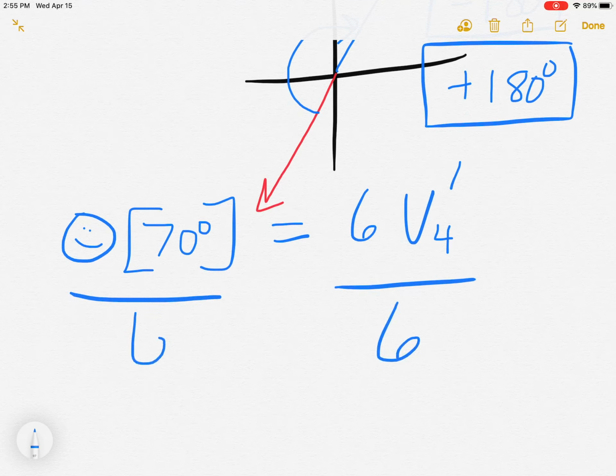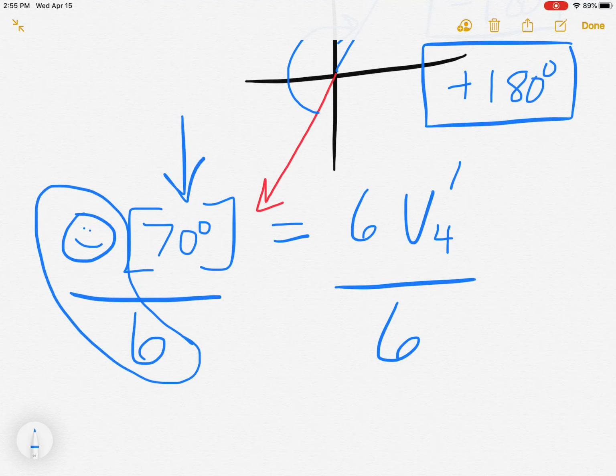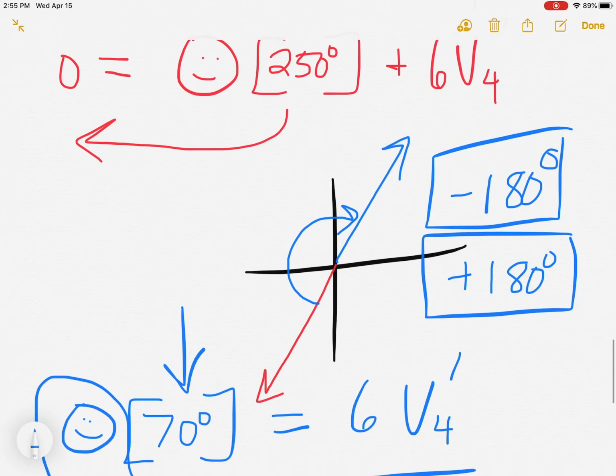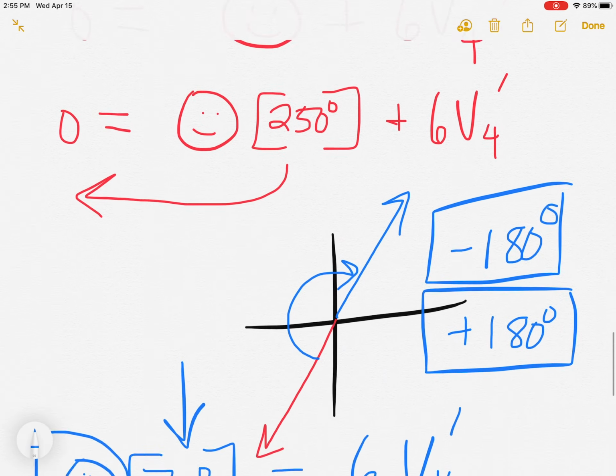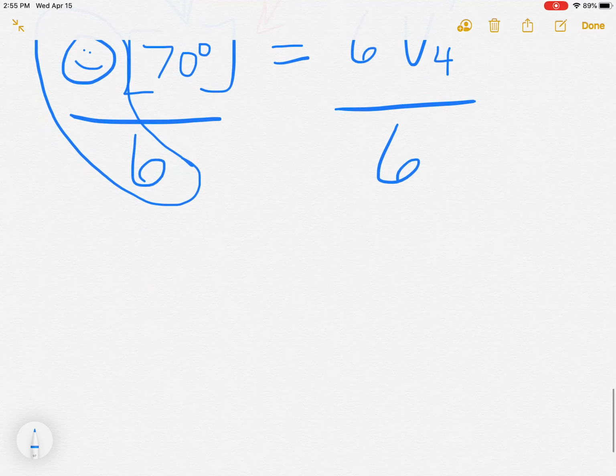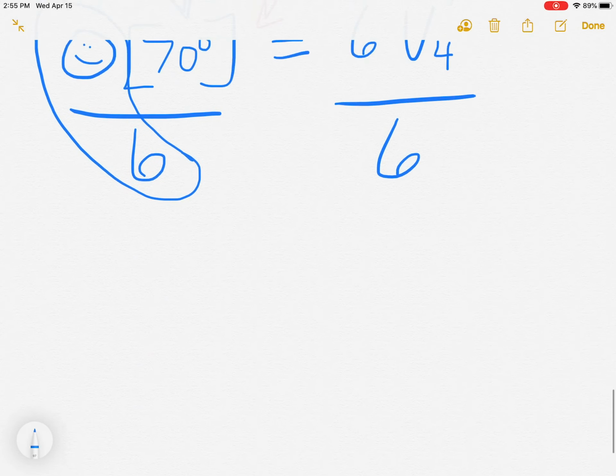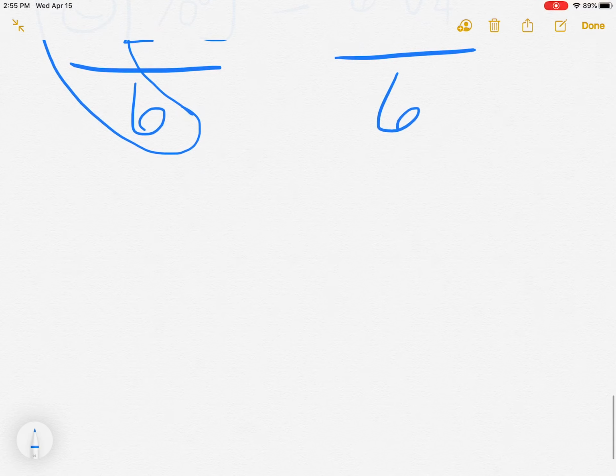And then, to get the V4 prime, you just divide both sides by 6. And when you divide a vector by a scalar of 6, all you have to do is divide this part. The 70 remains unchanged because there's no angle in the 6 to affect it. So go back to here, finish this addition, and see if you can't get that through all the way to the end. Very sticky. Okay.